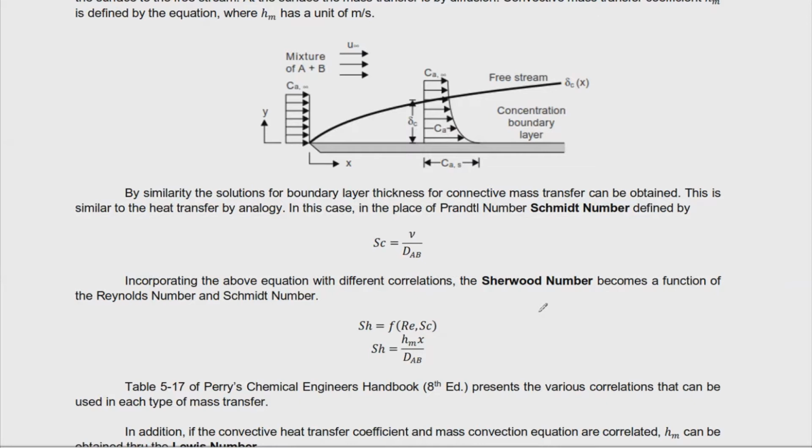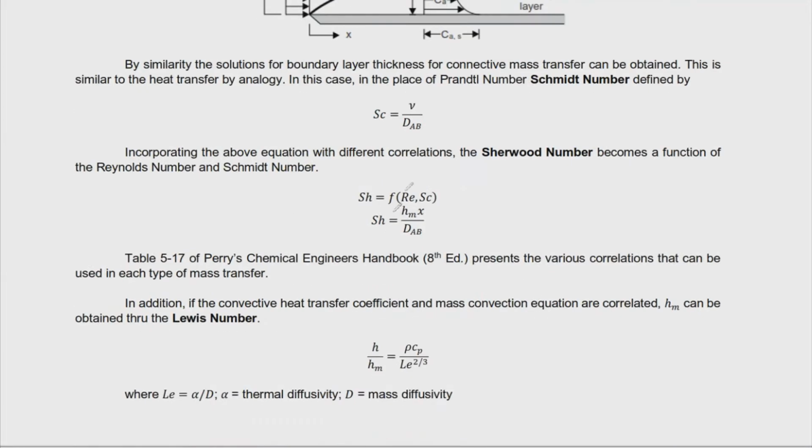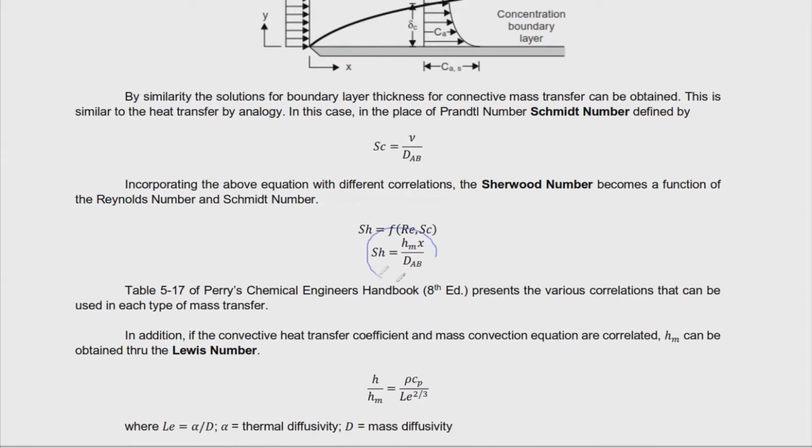Before, we used to have the Nusselt number. So it's like the Prandtl number is kind of congruent to the Schmidt number in terms of mass transfer, and the Nusselt number in terms of convection is related, or kind of congruent, to the Sherwood number, because we're talking about mass transfer here. That's basically the Sherwood number as a function of the Reynolds number and the Schmidt number. And as you can see from this expression, it looks like the Nusselt number. We have h sub m, and then x, and then D sub AB. D sub AB is something like the thermal conductivity in our conduction, or convection.